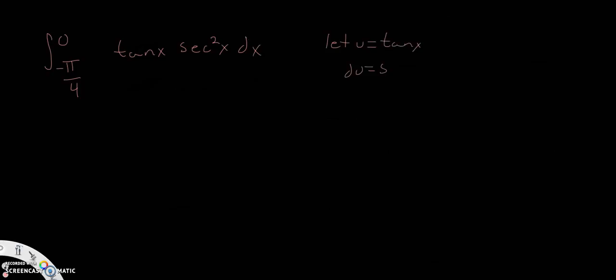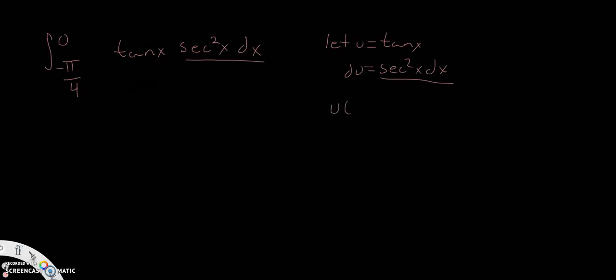Okay. So the next one that we have is from negative pi over 4 to 0. Okay, boundaries line up. So now we have tangent x secant squared x. So it's almost the same problem as the other one. We're going to let u equal tan x. So du equals secant squared x dx. So this and this are equal.